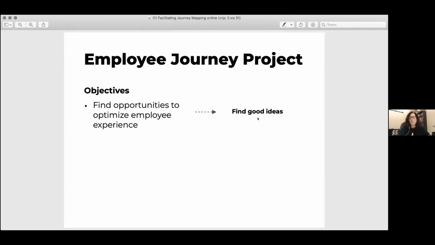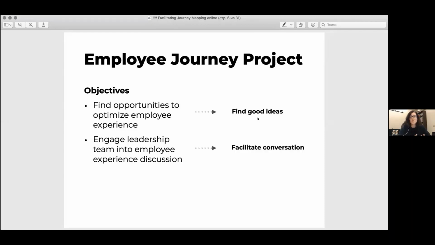find generally good ideas. But another important objective was set by the CEO, who is actually somewhat visionary, I would say, because he really understands the value of employee experience in general. He sponsors the team and advocates for them. So he asked us to engage the leadership team in this discussion, and asked us to facilitate the process so they could see the experience of employees themselves and have insights they would also bring into their daily life.